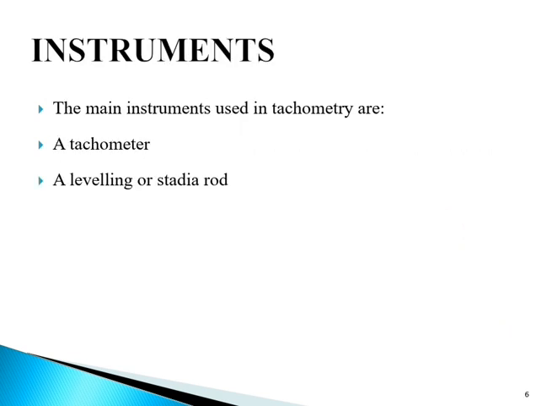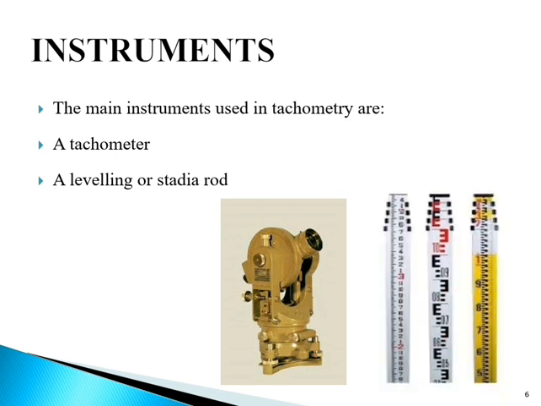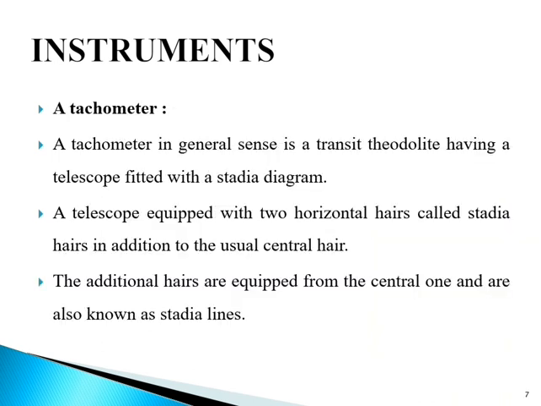So now let's see the instruments used for it. The main instruments used in tachometry are a tachometer, and the second one is a leveling or stadia rod. So let's start with the tachometer first.